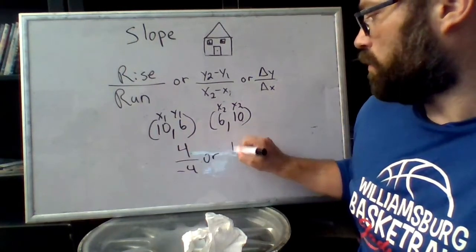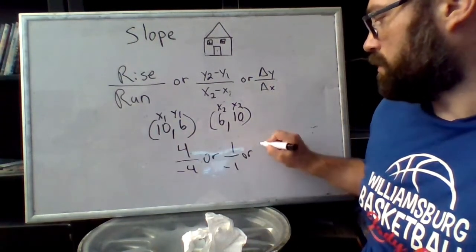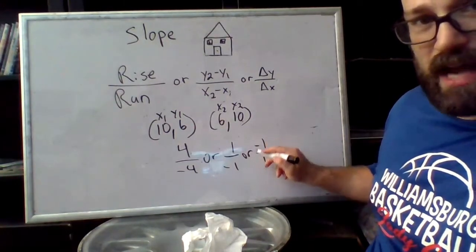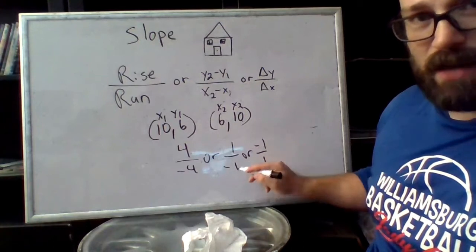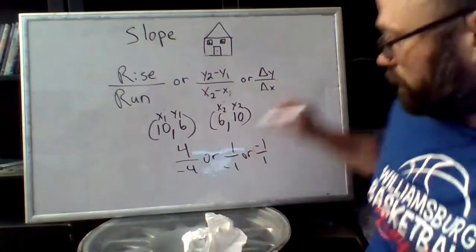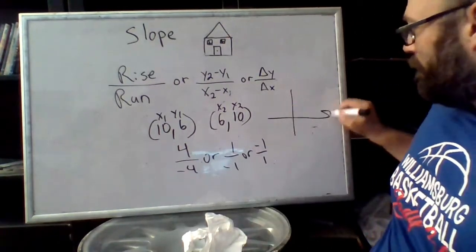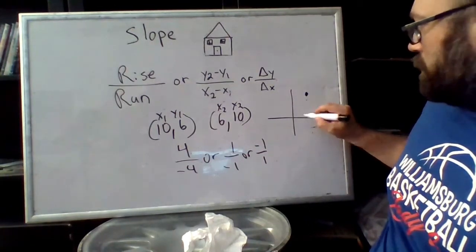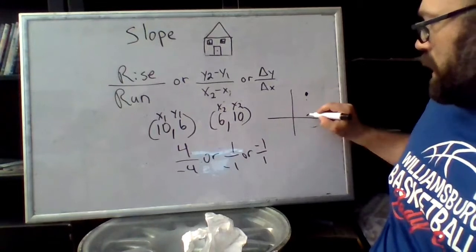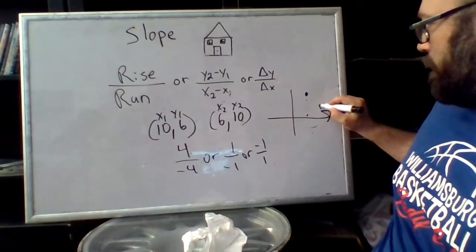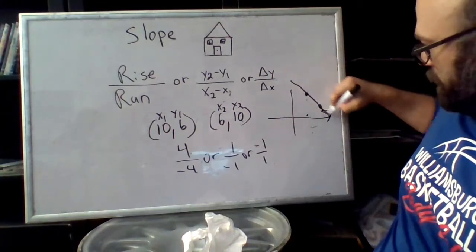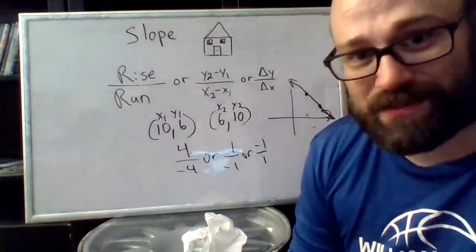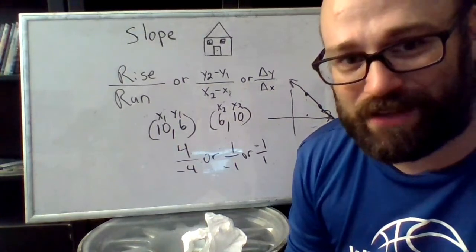Or 1 over -1, or just -1 over 1. Now remember, I can move this negative to the top if I want to. It's on the bottom. I can move it. This is a negative slope. So if we looked at it on a graph, we have (6, 10), that's the (6, 10) one. And then we have a (10, 6). It goes down over time. Okay. So that is a negative slope. It goes down. There we go.